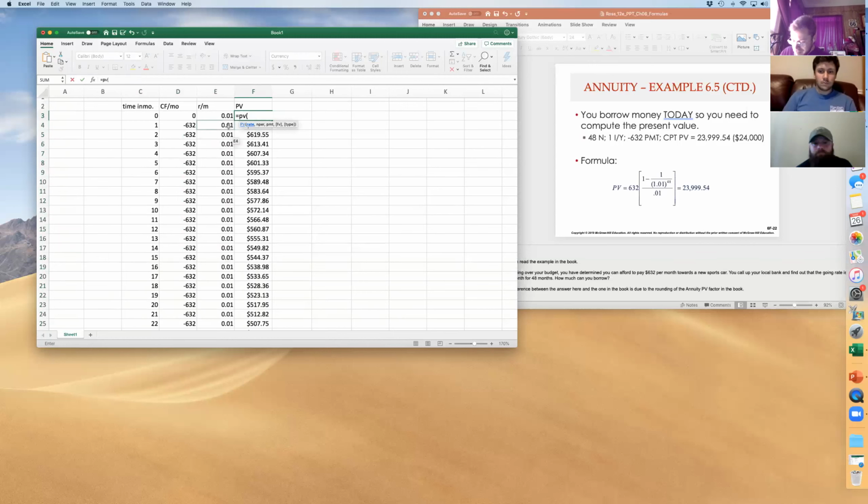PV, the interest rate, then your comma, and then you put in your number of periods. And actually I'm on the wrong line here. You need to go up to time period 1. And it's already filled in here, but I'll do it for you again. The interest rate is 1%, and that's per month. Number of periods that first cash flow is brought back to time period 0 is 1 month.